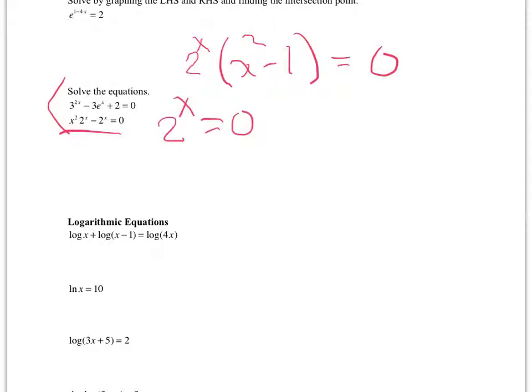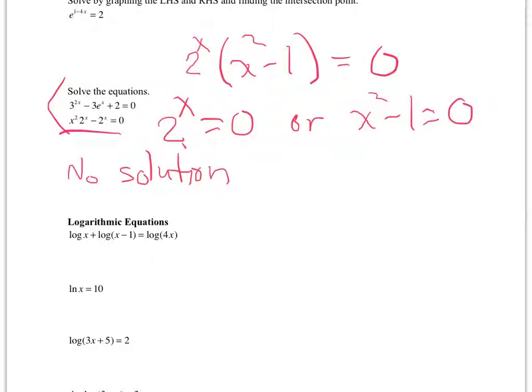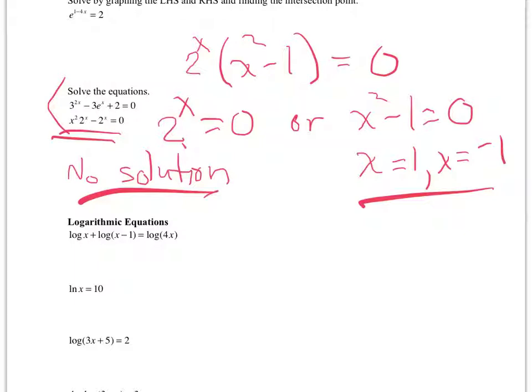So 2 to the x power equals 0, or x squared minus 1 equals 0. Well, we know that 2 to the x power equals 0 has no solution, because that exponential function, if we think and remember about the graph, it never actually crosses the x-axis. So there's no solution here. So the only solution comes from x squared minus 1 equals 0, and those solutions are x equals 1, x equals minus 1. And so we have two solutions, x equals 1 and x equals negative 1, for this second equation.